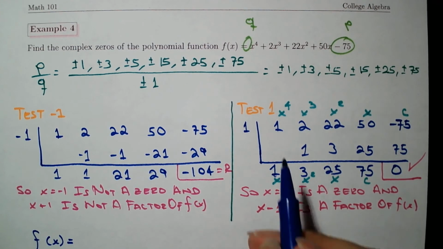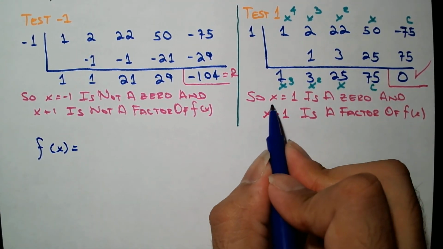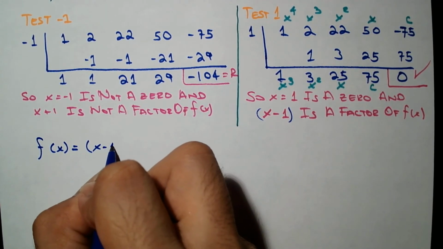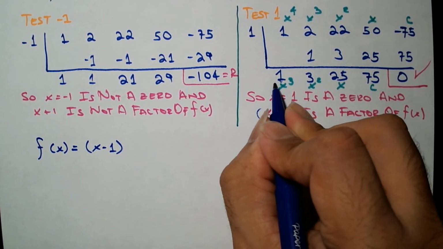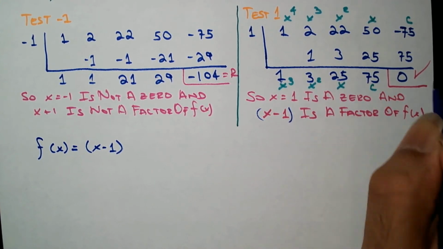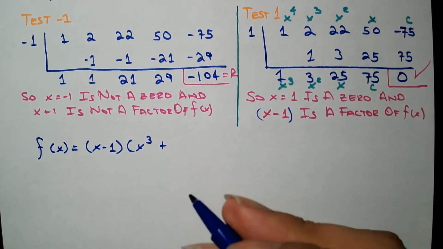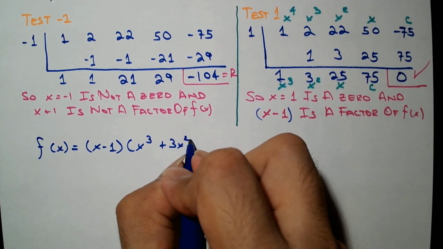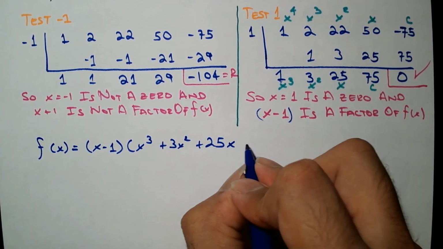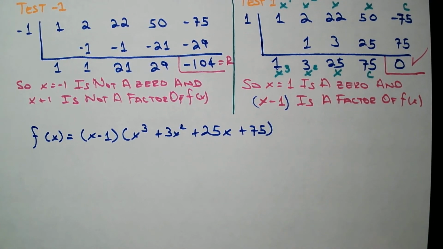I'm not going to write the original polynomial, it's huge. So what we have here is that one of the factors is x minus 1, and the remaining will be x cubed plus 3x squared plus 25x plus 75.